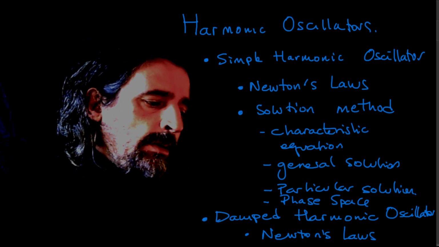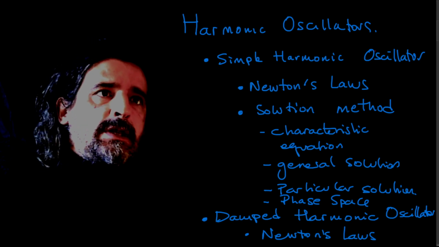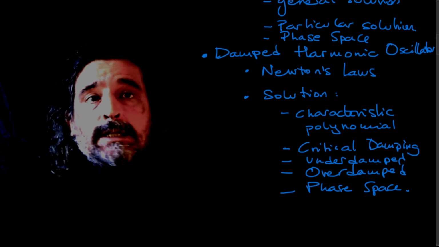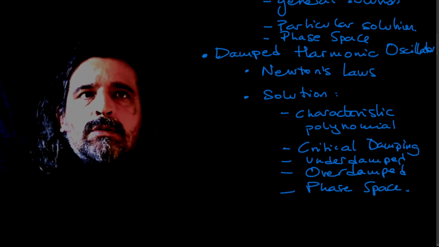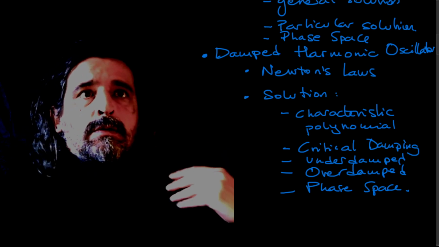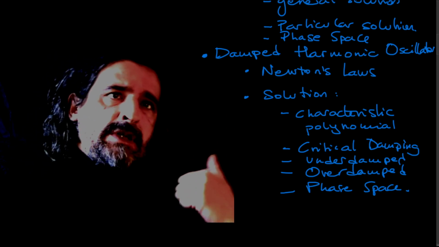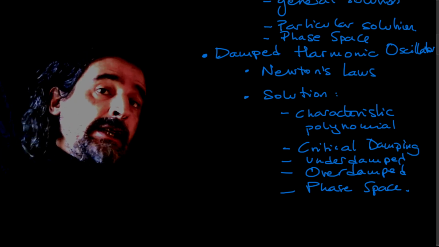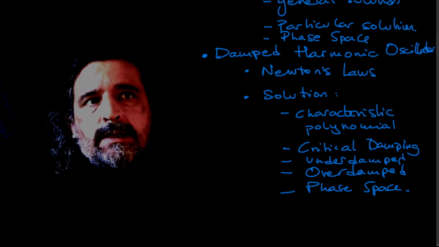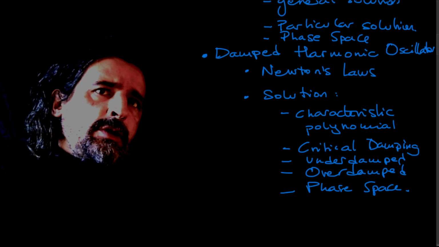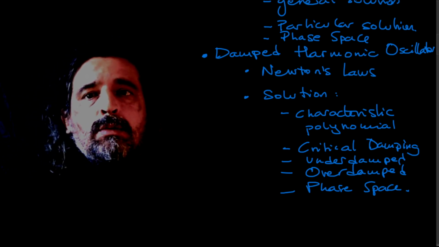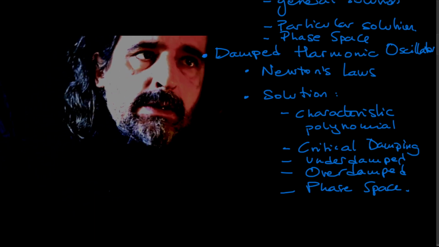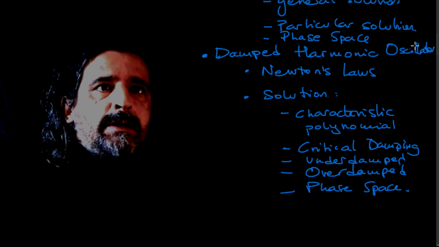So after that, we will be looking at the damped harmonic oscillator, which is the harmonic oscillator with a friction term. And again, I will set up the Newtonian system of equations, the solutions, writing down the characteristic polynomial, and then distinguishing between three cases: the critical damping case, the overdamped case, and the underdamped case, and look at the phase space plots of that. Again, as always, I will make a combination of solutions by hand and by computer. So without further ado, let's begin.